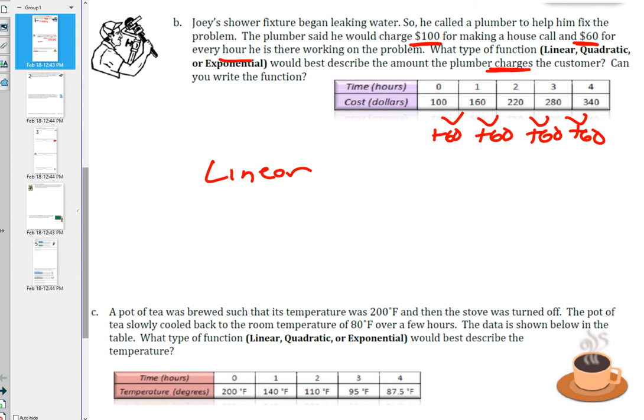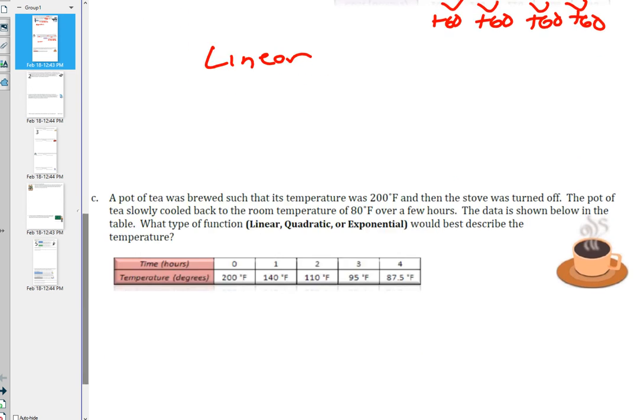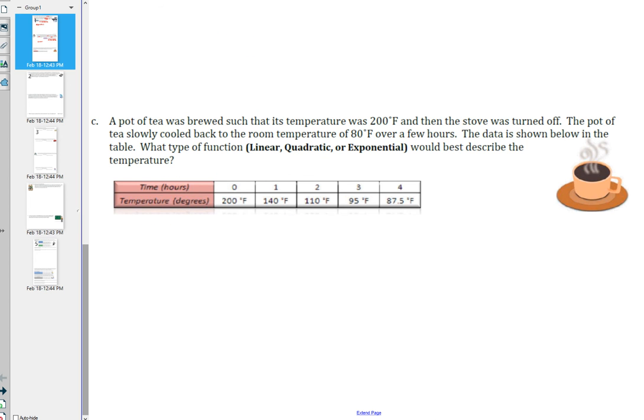You know what? Let me write these down. So the first one, exponential. Second one, linear. And then C, please don't put quadratic just because of process of elimination. Let's actually read it. A pot of tea was brewed so that the temperature was 200 degrees Fahrenheit, and then the stove was turned off. The pot of tea slowly cooled back to room temperature at 80 degrees Fahrenheit over a few hours. The data is shown below in the table. What type of function could it be?